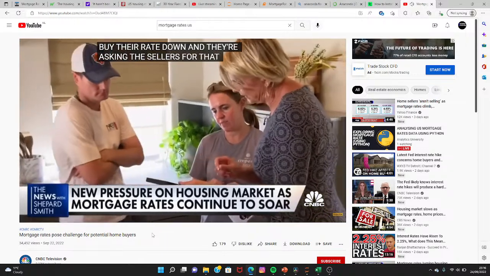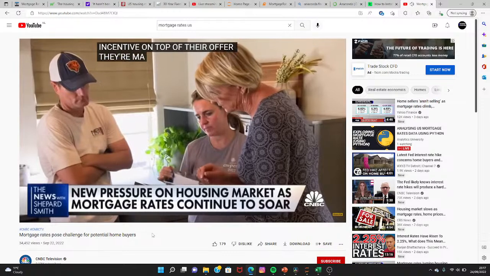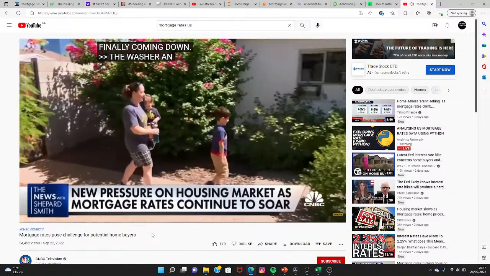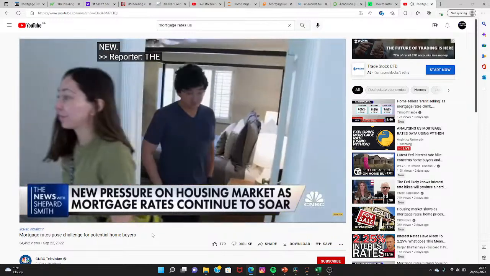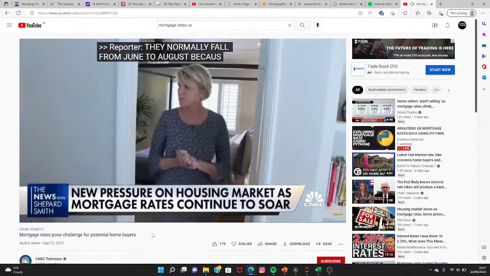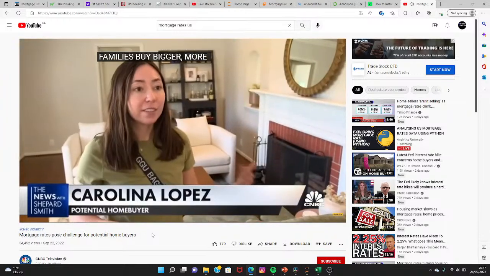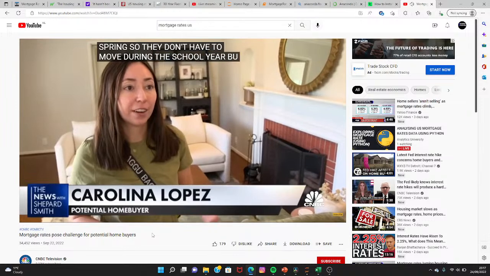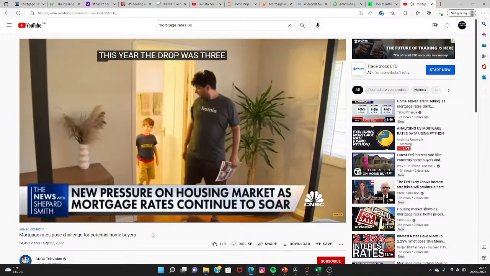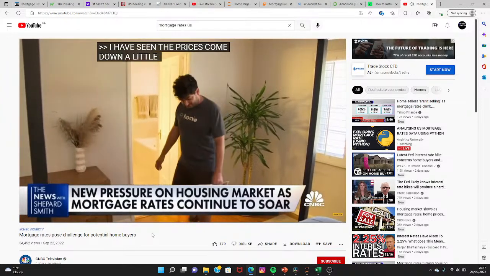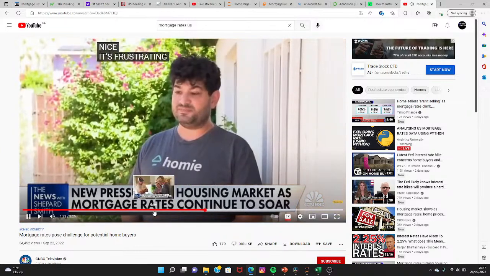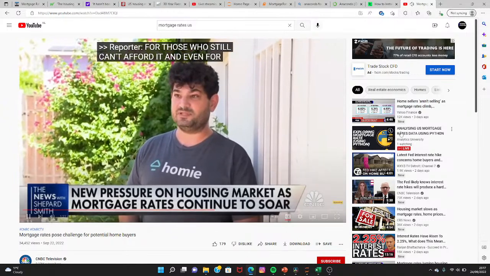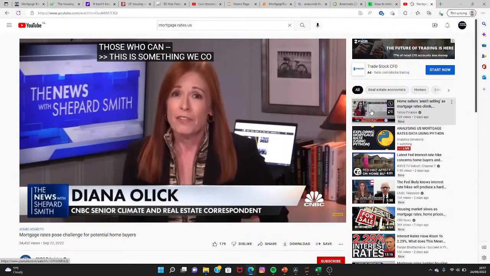The washer and dryer is brand new. They normally fall just from June to August, because families buy bigger, more expensive homes in the spring so they don't have to move during school. But this year, the drop was 3 times what it usually is. I have seen the prices come down a little bit, so that's nice, but it's frustrating, I'm sure, for a lot of people, for those who still can't afford it, and even for those who can. And this is something we could afford, but it makes tremendously poor business sense in this environment. And mortgage rates actually fell.